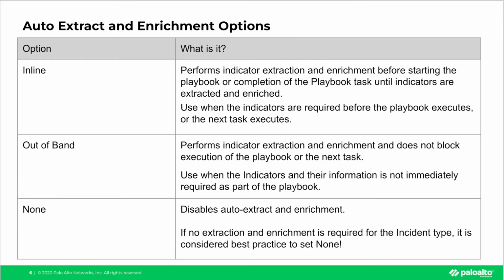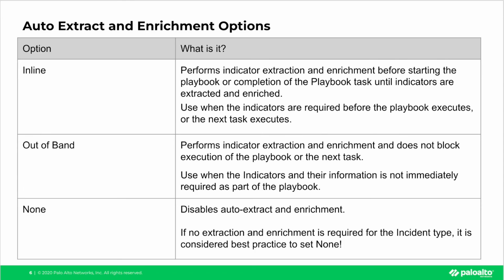Remember the auto extract and enrichment options. Firstly being inline, which performs indicator extraction and enrichment before starting the playbook or completion of the playbook task until those indicators are extracted and enriched. You'll want to use inline extraction when the indicators are required either before the playbook executes on incident creation or the next task executes during the playbook. Out of band performs indicator extraction and enrichment but does not block execution of the playbook or the following task. Use this when the indicators and their information is not immediately required as part of the playbook.